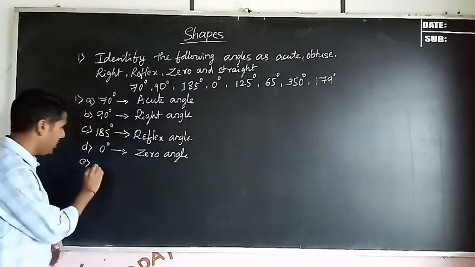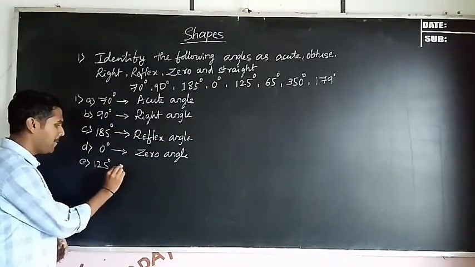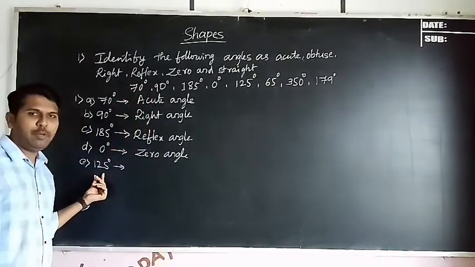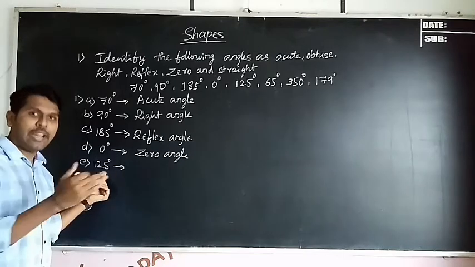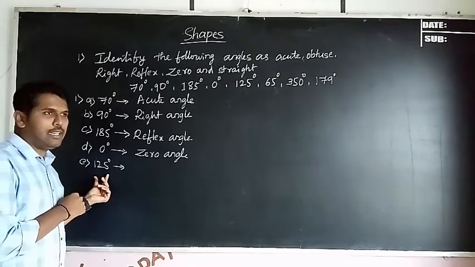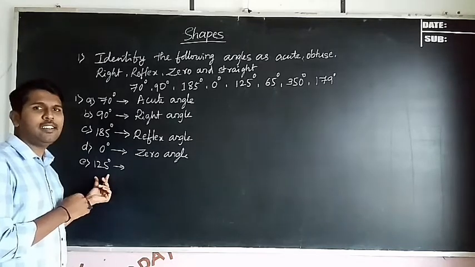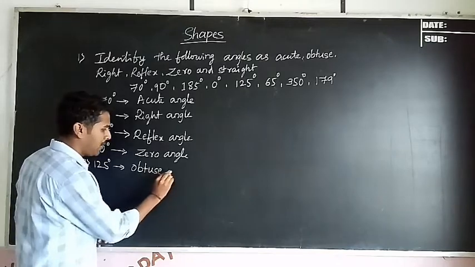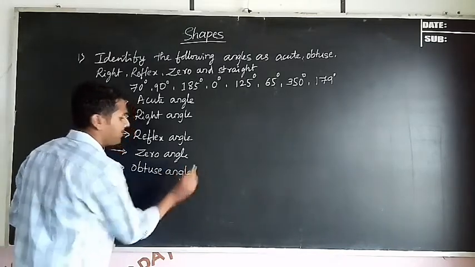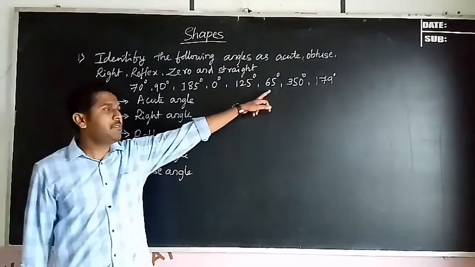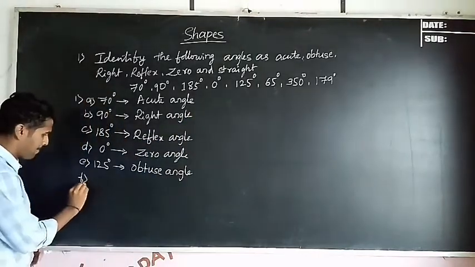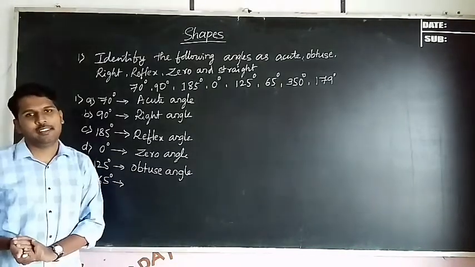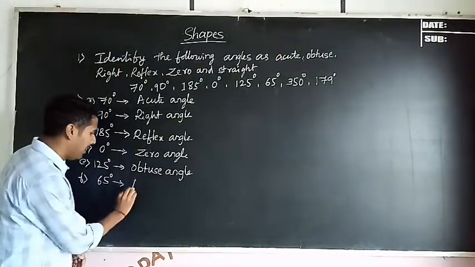Next, 125 degrees. This is in between which degrees? This is in between 90 degrees and 180 degrees. So which angle is this? This is an obtuse angle. Next, 65 degrees. Which angle? Acute angle.